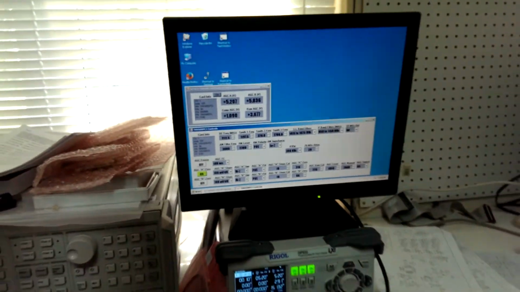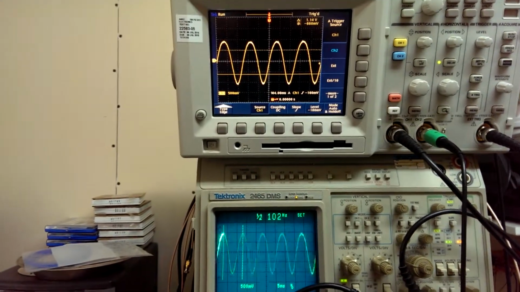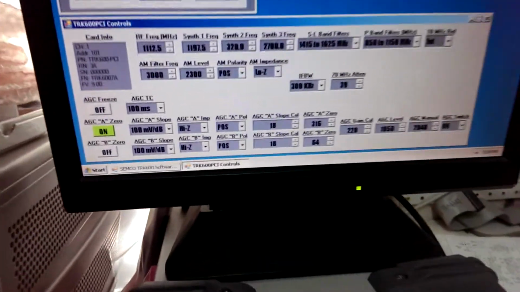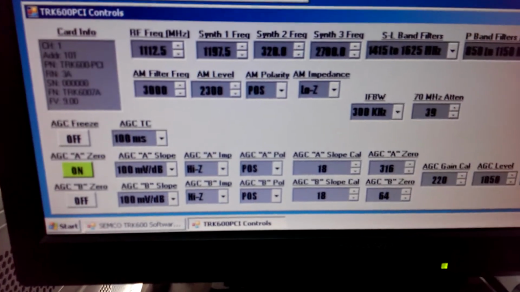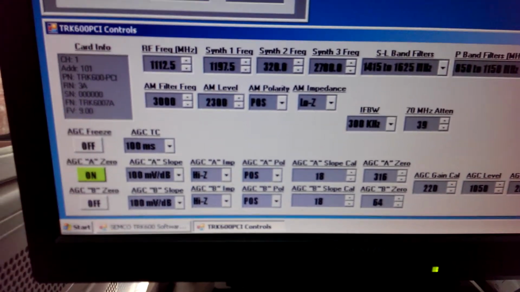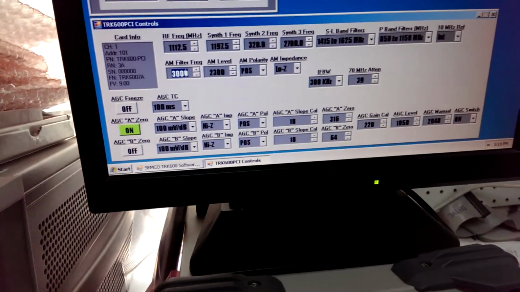Okay, in this little video, we're going to take a quick look at some AM responses. As you can see, we've got AM out into 50 ohms. We're using the low impedance switched output. I currently have 100 hertz AM. We're in a fairly slow AGC time constant of 100 milliseconds. I currently have AM filtering pretty wide for the signal we have.